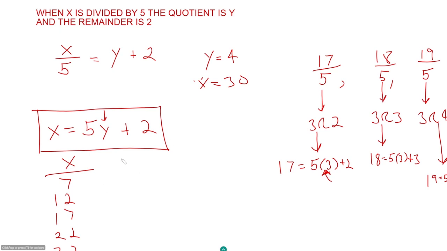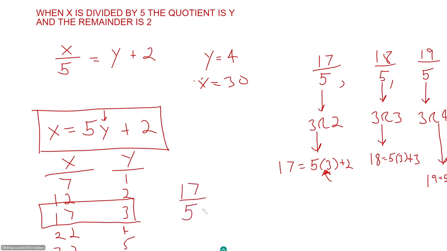So in this case, x was 1, y was 2, 3, 4, 5. So we can test one of our examples here. When 17 is divided by 5, the quotient is 3 and the remainder is 2. And that is accurate because we had here 3 remainder 2.